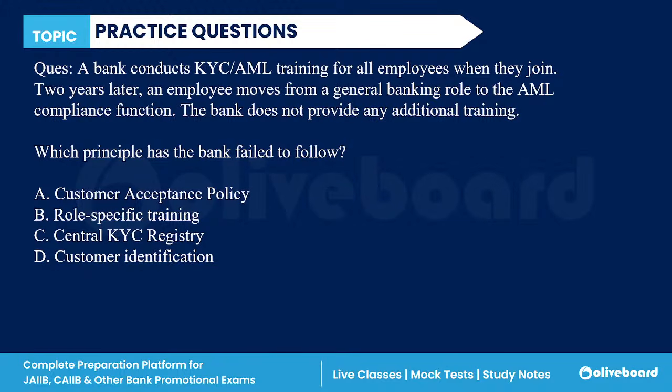Next question. A bank conducts KYC AML training for all the employees when they join. 2 years later, an employee moved from a general banking role to the AML compliance function. The bank doesn't provide any additional training. Now, which principle has the bank failed to follow here? Customer acceptance policy, role specific training, central KYC registry, or customer identification? Everyone, which principle did the bank fail to follow here?